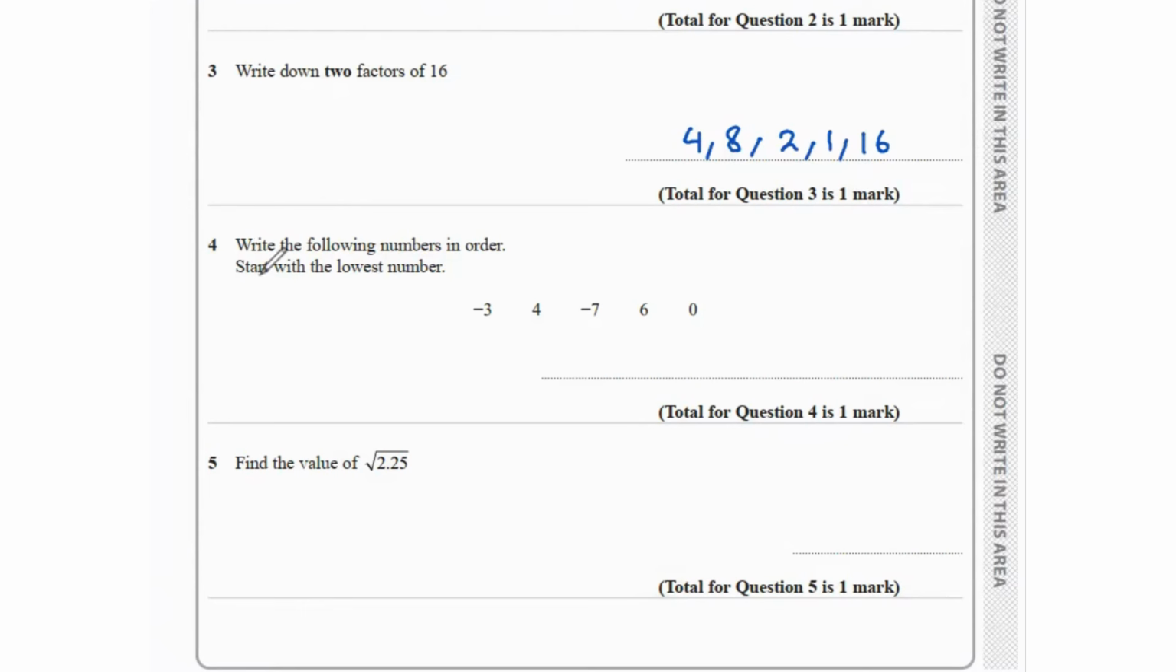Write the following numbers in order, starting with the lowest number. Lowest over here is -7. Then we have -3. Then we have 0, 4, and 6. In negative integers, the bigger the number, the lower its value is. Whereas in positive integers, the bigger the number, the higher the value is. That's why -7 is the smallest, whereas 6 is the largest.